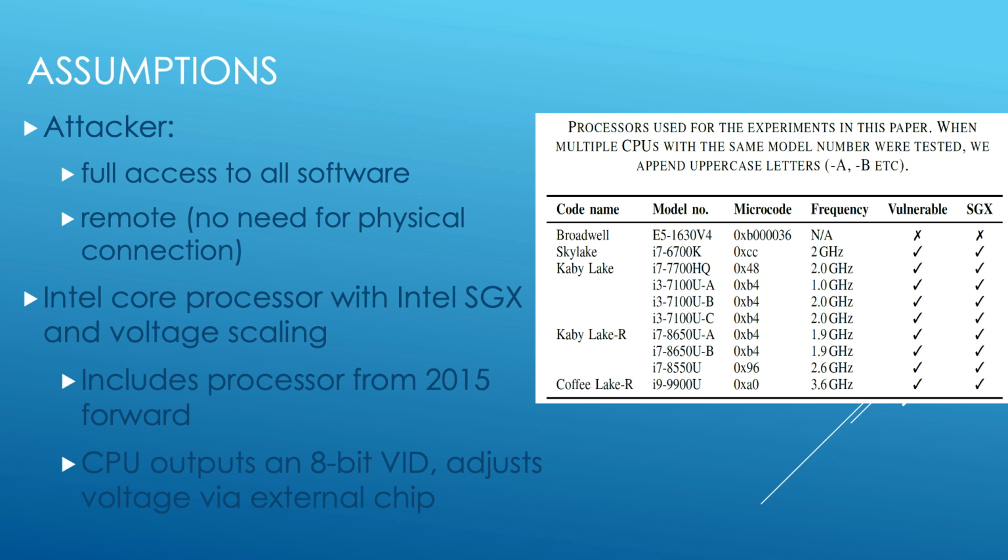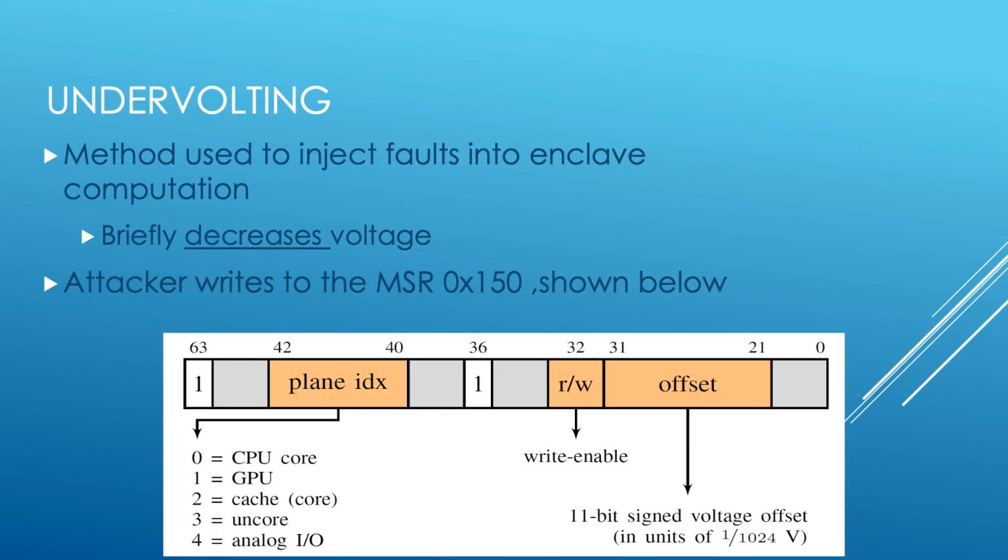The voltage uses an 8-bit VID that comes from the CPU, and that's sent to the voltage chip, which determines the voltage offset. That VID is related to another set of code called the MSR. This is an image of the MSR bits. It's a 64-bit code that contains two main aspects: the voltage plane and the voltage offset. The voltage offset is what affects that VID and controls the voltage, and the plane is another part of the bits that's related to the CPU.